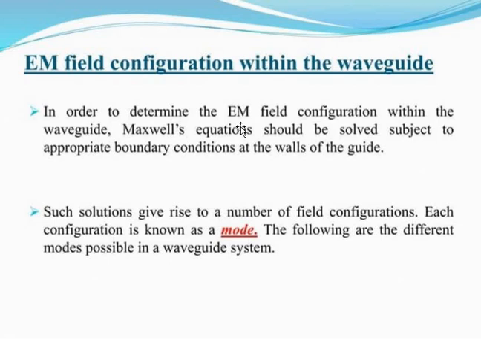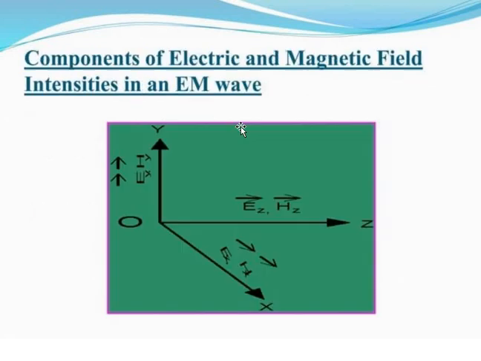In order to determine the EM configuration within the waveguide, the Maxwell equations are used, and such solutions need to be solved. The Maxwell equations can be solved subject to appropriate boundary conditions. Such solutions can give rise to a number of field configurations, and these are known as the modes. This is how the electric and magnetic field looks like.